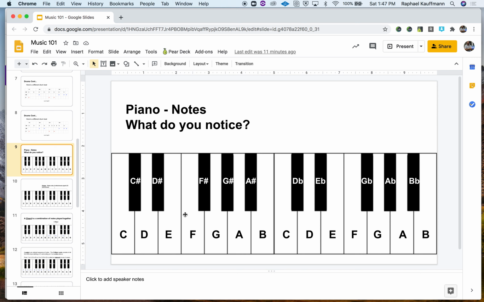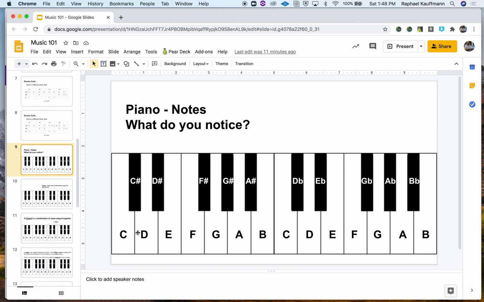What else do I notice? I notice that the black keys are referenced with the same letter as the one below it, but with a hashtag. It's called sharp in music. So there's C sharp and D sharp. But then when I look up here, which is essentially the same note, it's called D flat, or D and a, I'm using a lowercase b in Google Slides. Those are the same note.